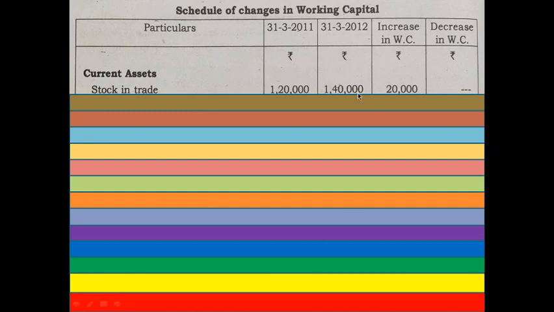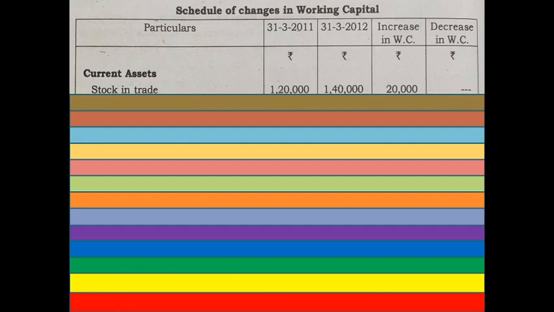That 20,000 has to be shown in this column, because an increase in current assets means there is an increase in working capital. So that difference has to be noted in this place. Since there is no decrease, you can use either a dash or nil, whatever it is.